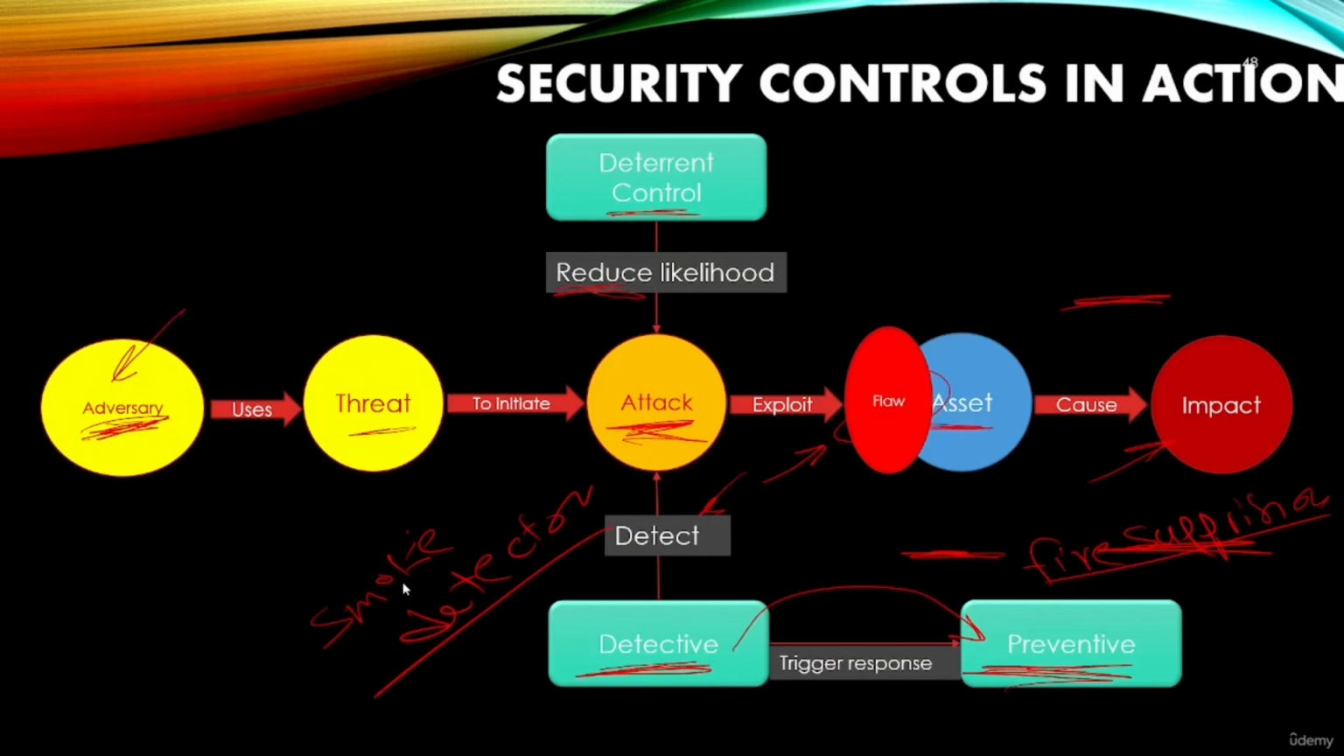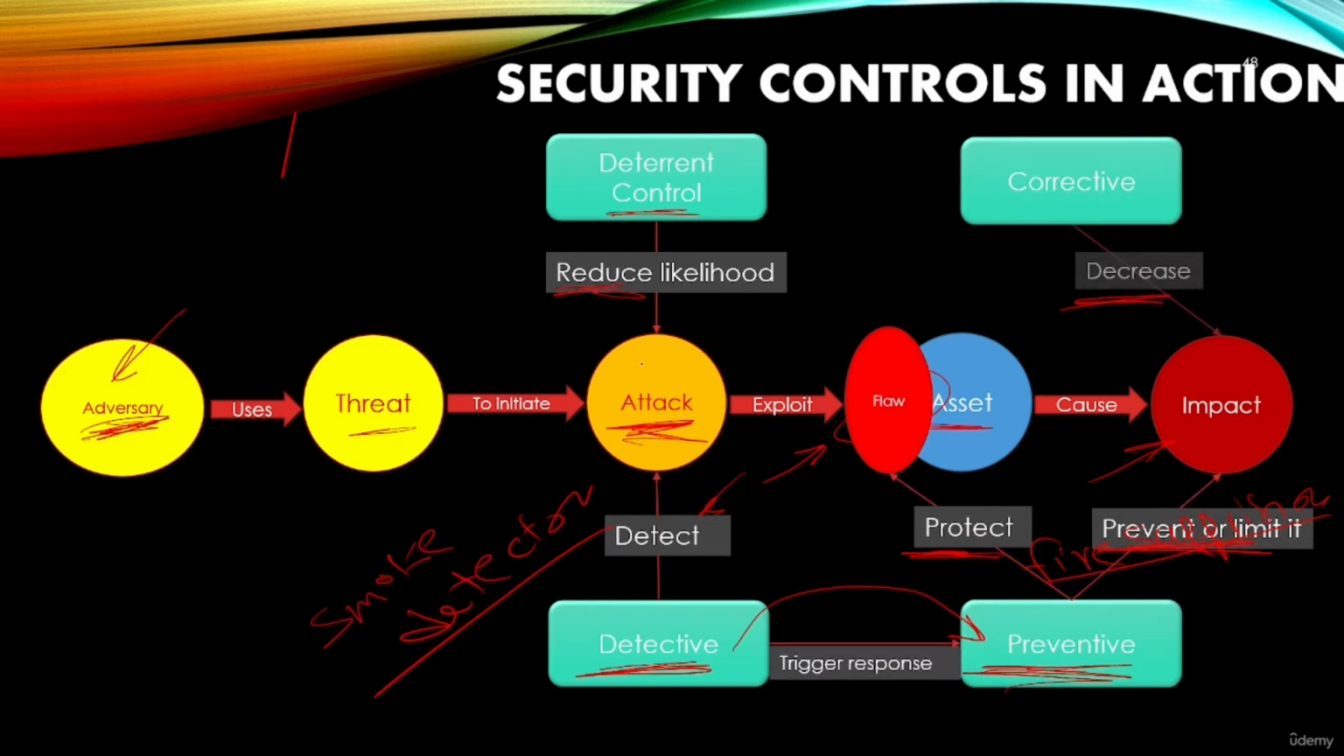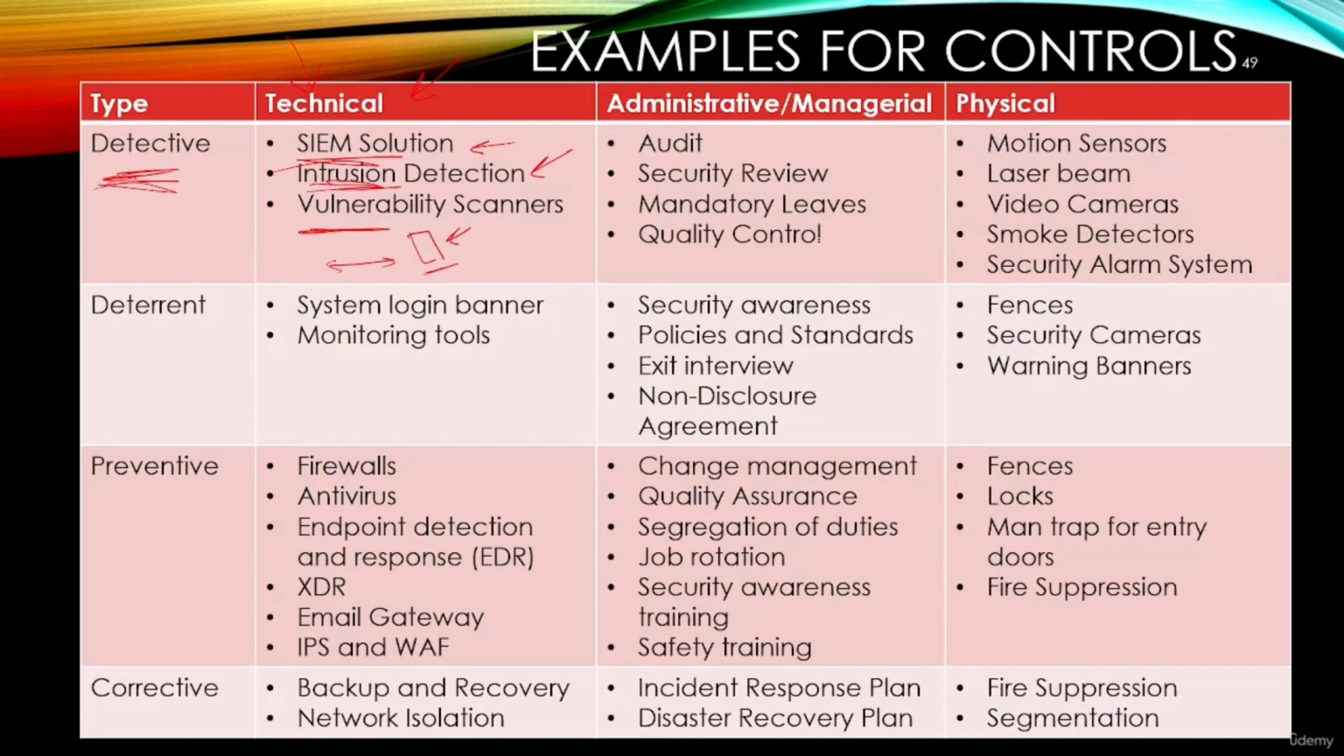But for administrative security controls, detective security controls can also be the audit. When we look at the process of auditing, auditing is a detective control which can be used in order to detect problems, and it is administrative or managerial. It is not a technical control. Security assessment or review is also a kind of detective control which has administrative form.